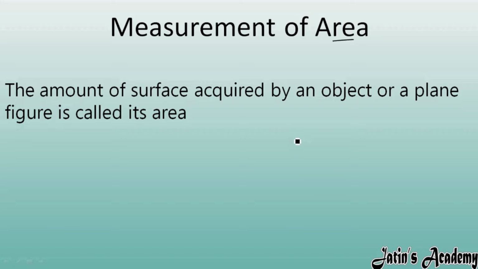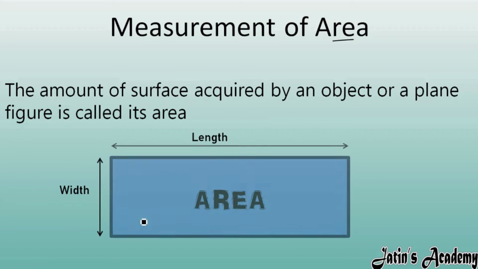Before this we should know what an area is. So what is the area? The amount of surface acquired by an object. The amount of surface acquired by any object or any plane figure is known as its area. It means area has some length and some width. So this amount of surface acquired by any object or plane figure is known as its area.